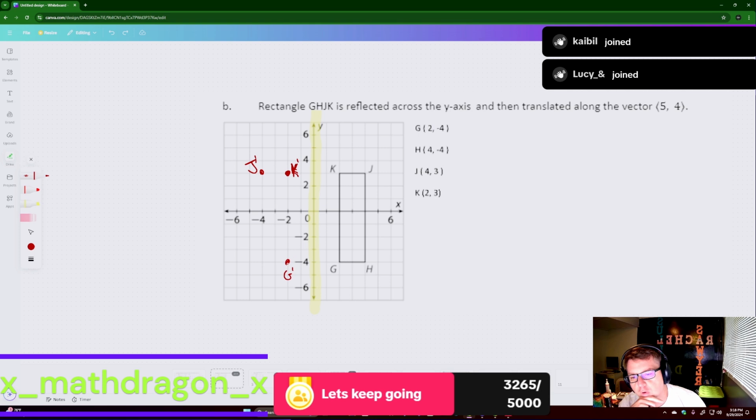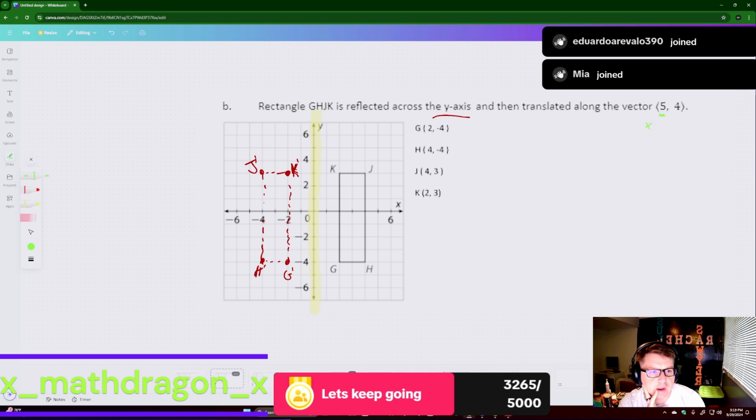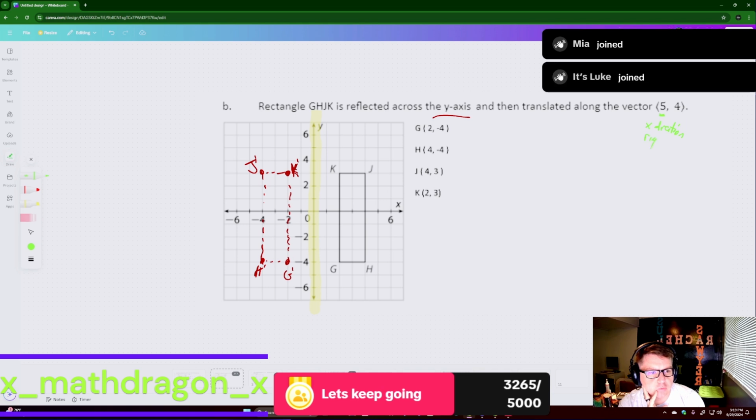3, 4. 1, 2, 3, 4. We're going to have H prime there. Okay? So this would be our new shape if we were only doing one thing, reflecting it across the y-axis. But then it says it wants it translated along the vector 5, 4. So when we look at this, the 5 is our x direction, and positive means to the right.